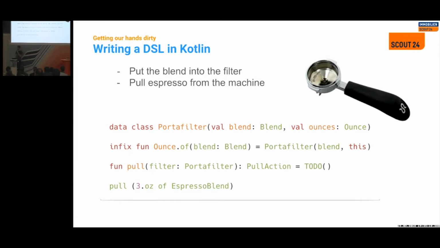And here another aspect of the Kotlin language comes to mind that really helps us, because many not statically typed languages are used often for DSLs because they're quite flexible. But in Kotlin, we actually have type safety and flexibility at the same time. And this really helps us because when using the interface, we can't mess things up. We can't put, for example, a mug into the pull function because it really takes a portafilter, which is defined as a certain amount of espresso blend.